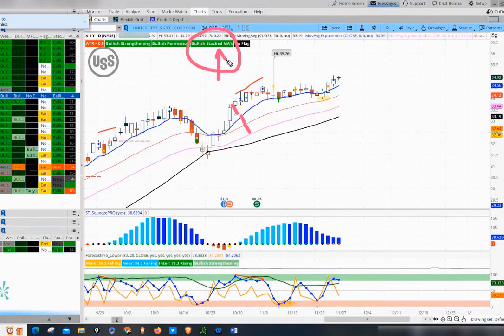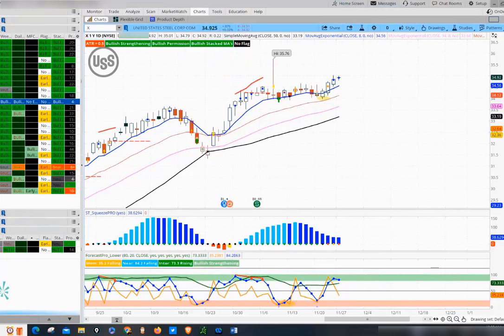Just an easy visual. Some people are just visual, but it's stacked. So that's the next step in the technique. Make sure they're stacked.